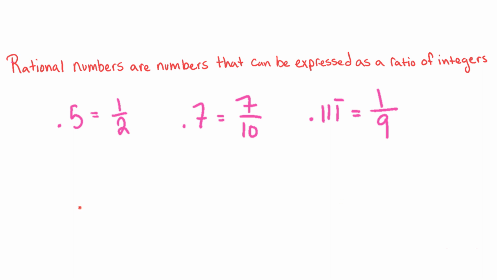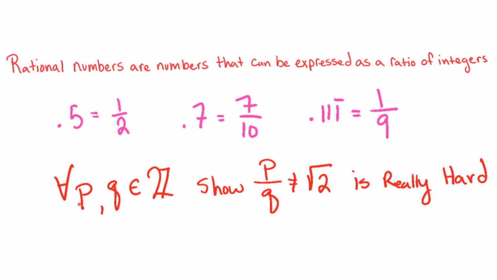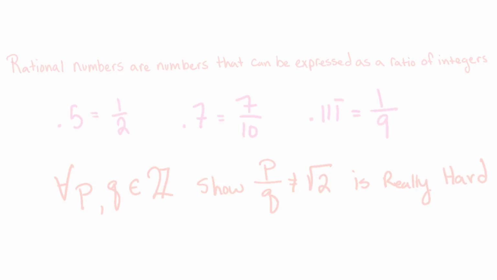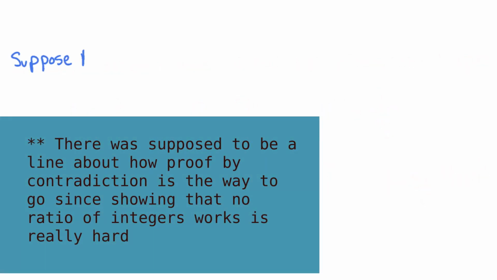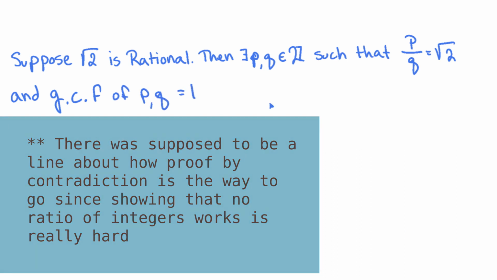Directly proving a number is irrational is really hard, since we'd have to check the ratio of all integer pairs and show that not a single one of those pairs equals the square root of 2. Seeking a contradiction, suppose the square root of 2 is rational. Then that means there exist integers p and q such that p divided by q is the square root of 2 and the greatest common factor of p and q is 1.